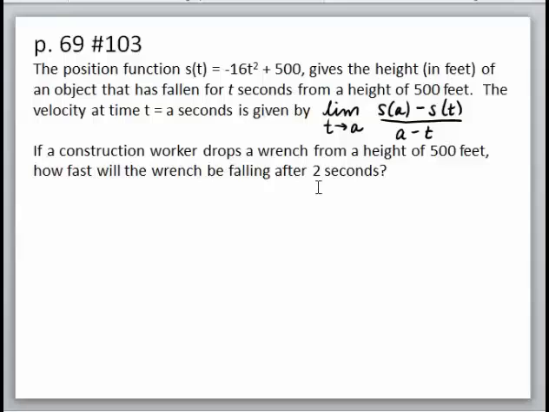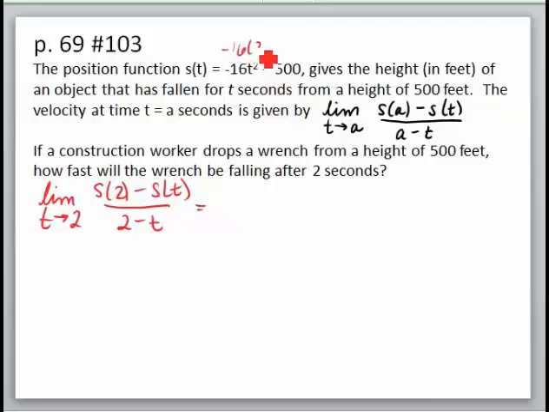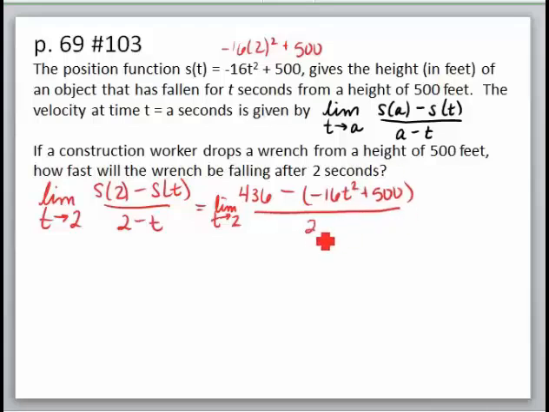So what it's really asking me to do is plug 2 in for the velocity. So I'll go ahead and rewrite this as the limit as t approaches 2 of s of 2 minus s of t all over 2 minus t. Well, s of 2 means I'm plugging 2 in for this function right here. And when I do that, I will get the number 436 minus s of t. S of t is negative 16t squared plus 500 all over 2 minus t.